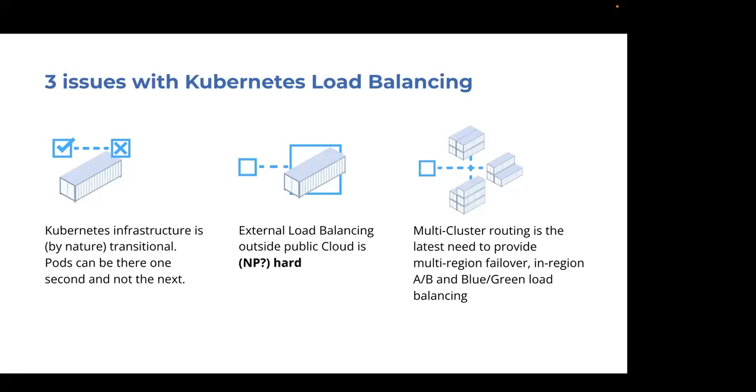I kind of joke that external load balancing outside the public cloud is NP-hard, right? Because when we talk about load balancing in public cloud, it's actually quite easy to a degree. It kind of just works when you're in AWS and Azure. But when you're on premise, that might not necessarily be the case. And then multi-cluster routing is kind of the latest need.